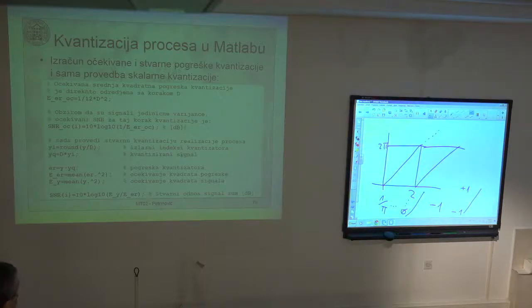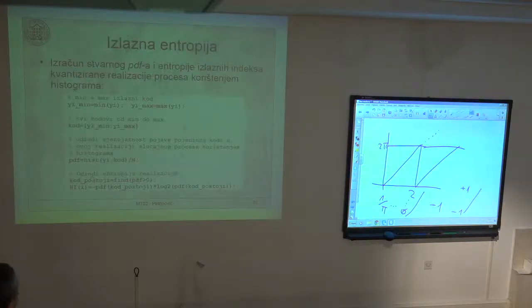So this capital D is this delta. Okay, so we have the expected SNR, we have the actual SNR. Finally, we have to compute the expected and the actual entropy. These are the remaining two quantities we have to find. So first of all, we have to compute the actual entropy of output indices.